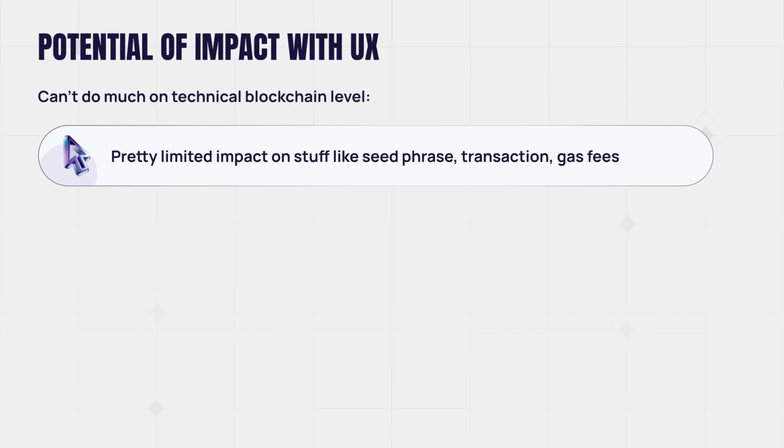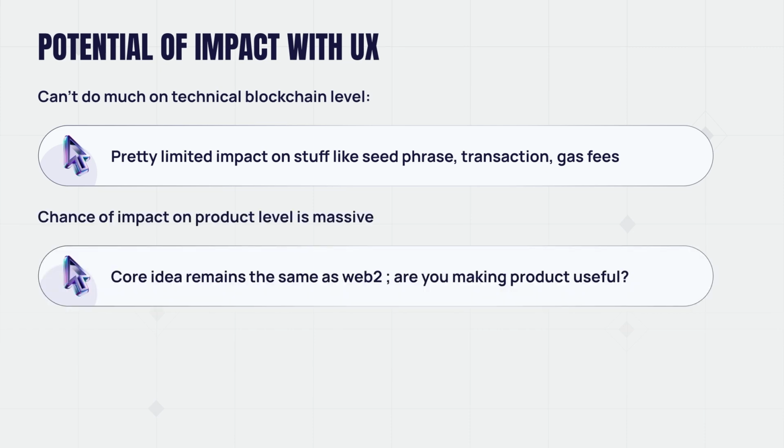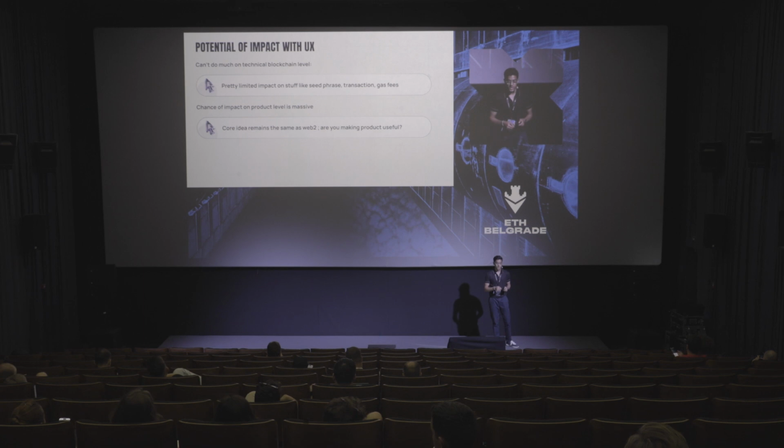And even though the potential of impact with UX is huge, there's only so much UXing we can do on the technical blockchain level. So for stuff like seed phrases, transactions, and gas fees, there's not a lot of designing that can really help improve the experience. But when it comes to product level, the potential of impact is massive. Because the core idea of the product level decisions remains the same as Web 2: are you making the product useful? Are you making it according to what the user wants? Are you making it intuitive?